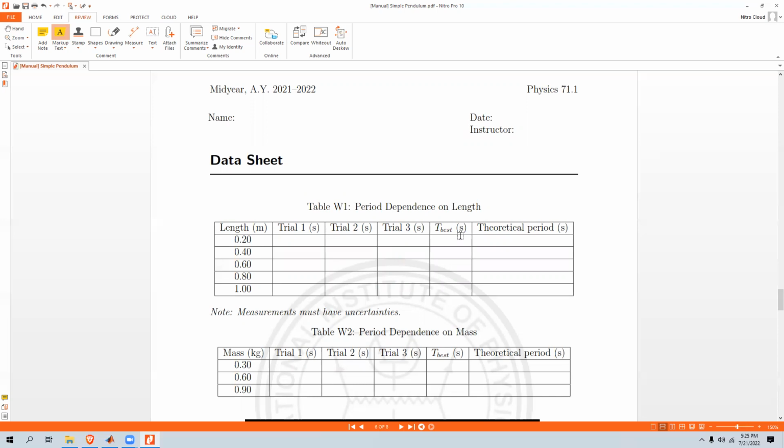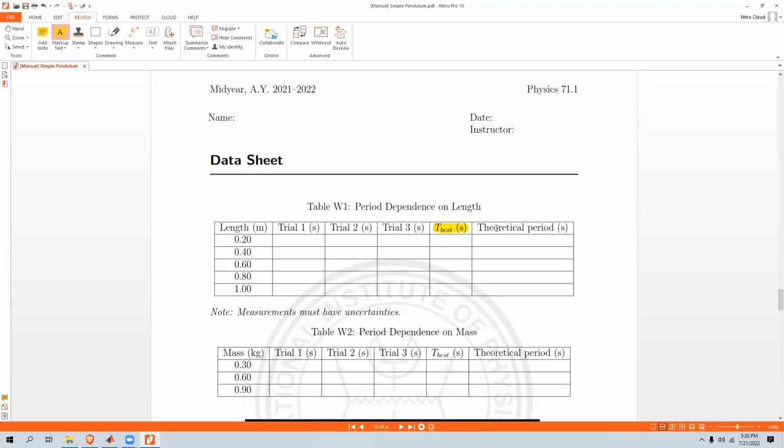But for your T-best, what I want you to do is take the average of the 3 trials. So that's the instruction. But also make sure that your T-best is only for 1 period of oscillation, not 10. So what you want to do here is divide your average of the 3 trials by an additional factor to make the average of 10 oscillations to be just the average of 1 oscillation. So take note of that.